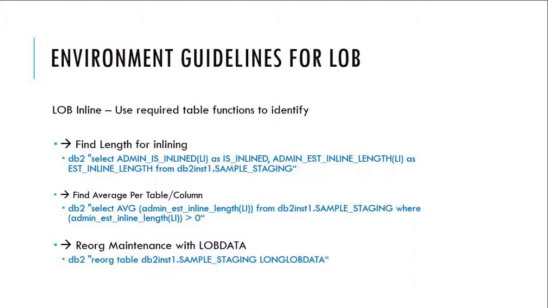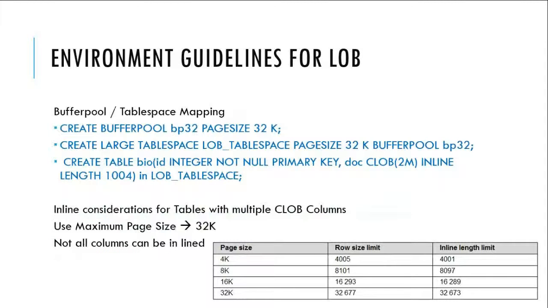My recommendation is, whenever you have a large object, REORG the table with the LOB data, long LOB data, so that the free space or the buffer is fitted wherever it is possible. And always go for a 32K buffer pool if you have a large object. That gives the maximum size that DB2 allows, so that you can operate on however much the inlining can be done.